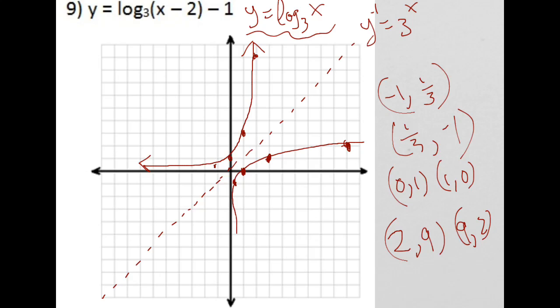And again, important piece to note right here, in my inverse function, y equals 3 to the power of x, I have a horizontal asymptote right there, meaning I never cross that line. That is going to translate to a vertical asymptote right there along the y-axis where my function will not cross, meaning logs don't exist in the negative realm over here.